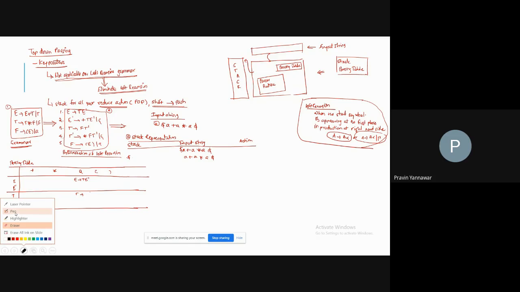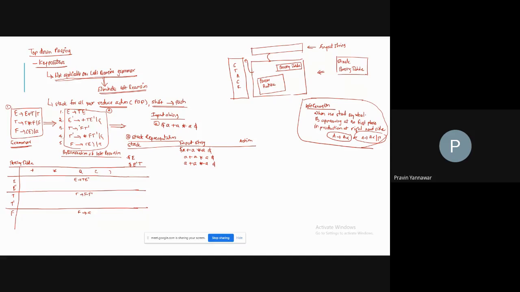T implies FT', and F implies A. So what is going to happen here? E implies TE'. At first the stack holds E, then the top of the stack is substituted by its production. So it is again nothing but $E'T, with input A plus A star A $.